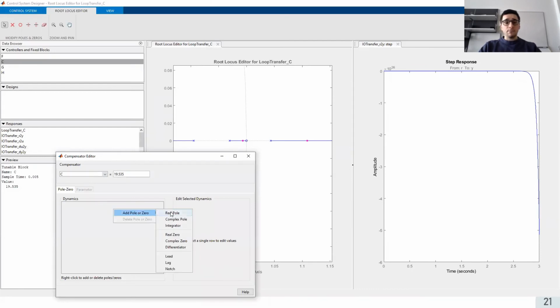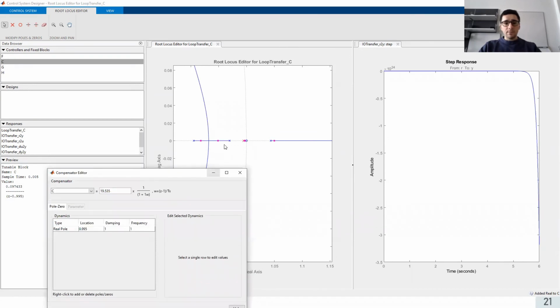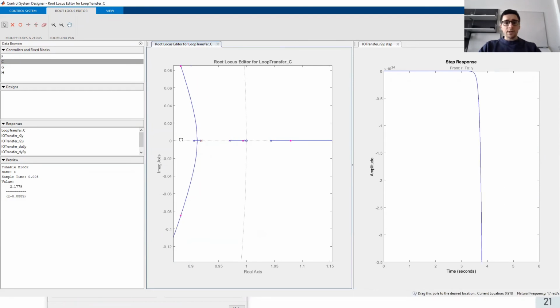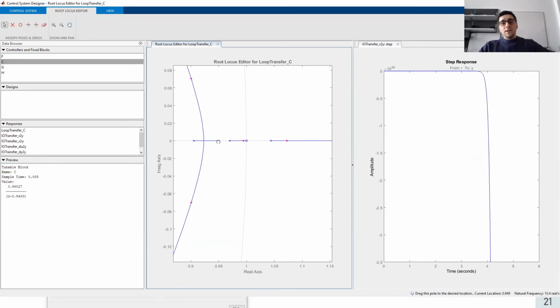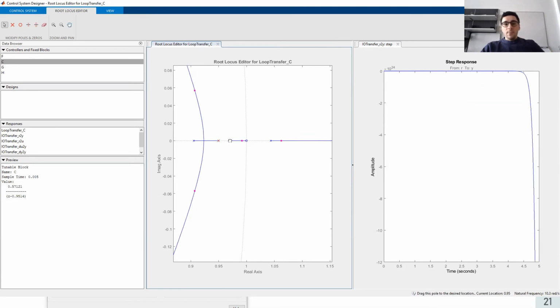And I can add some poles and some zeros of the controller. So here, for example, I'm adding a real pole. I can add a real pole and see how the root locus changes. You can see that if I add a real pole here, the problem stays the same, because this pole here will always remain unstable, whatever gain of the controller I choose. So adding one real pole here doesn't help at all.